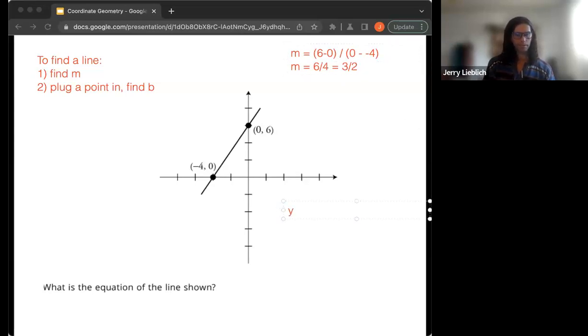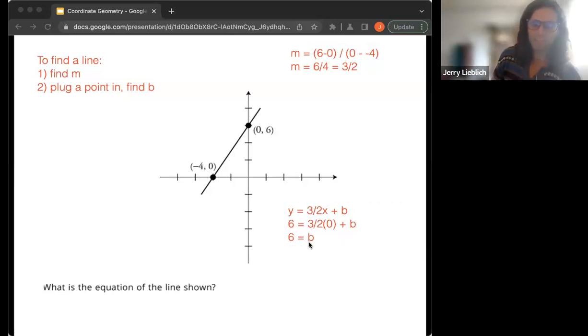Now, I'm going to say y equals 3/2 x plus b, and let's pick one of these to plug in. How about this one here? 6 equals 3/2 times 0 plus b. That's nice. 6 equals b.